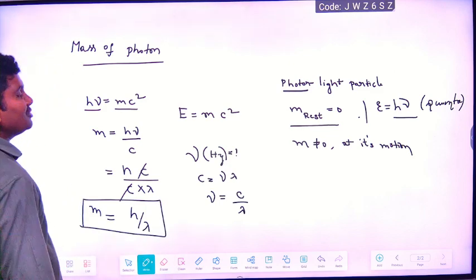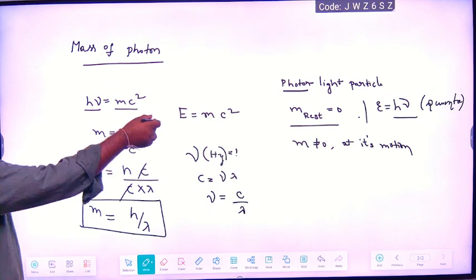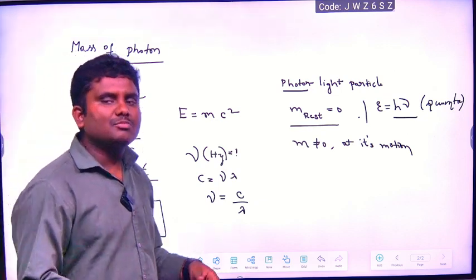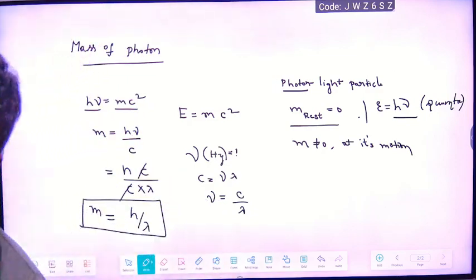This is the mass of the photon which is moving, moving with the speed of light. The rest mass of the photon is 0. Only when the photon is moving does it have mass. Understood? Please take this down. We will give one question for this.